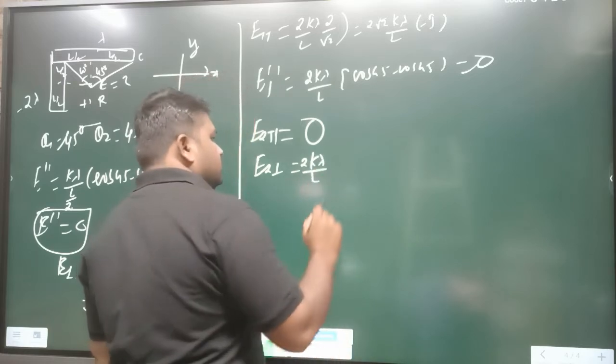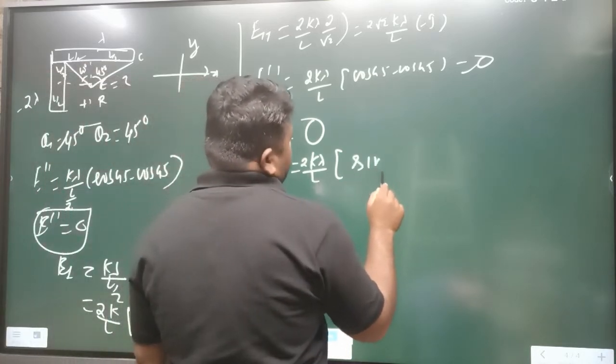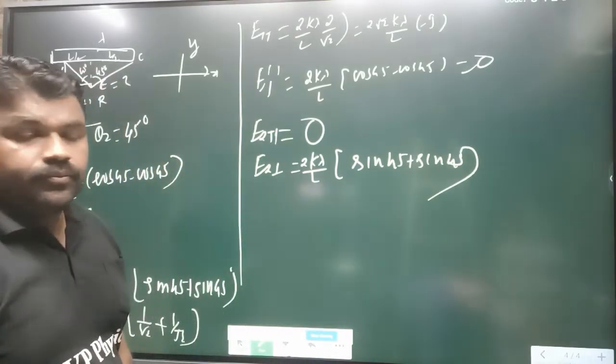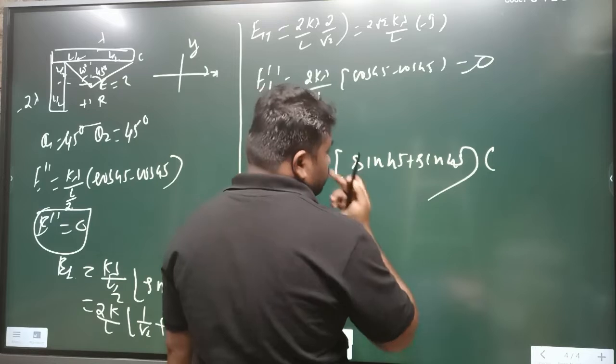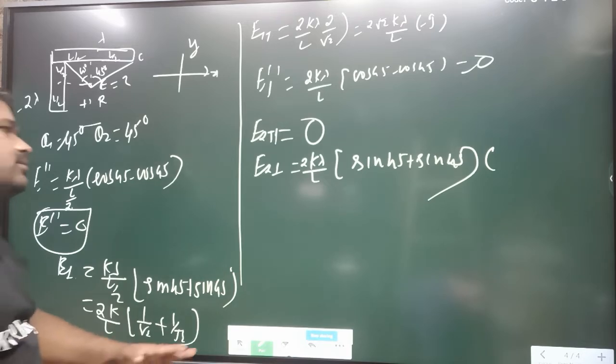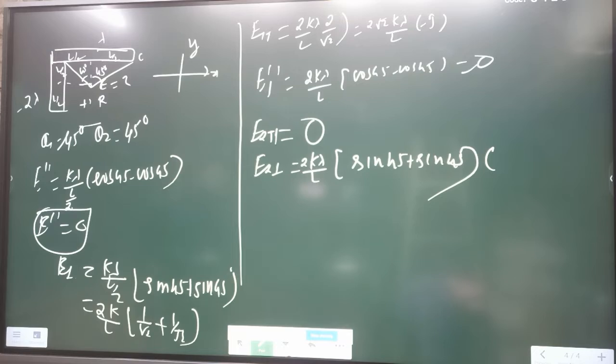Second perpendicular: 2k lambda by L, that is 4k lambda, times sin 45 plus sin 45. Direction: i cap. Why? Here lambda is minus 2 lambda, so the sign is negative and the minus i cap becomes plus i cap. We take the sign in the direction.